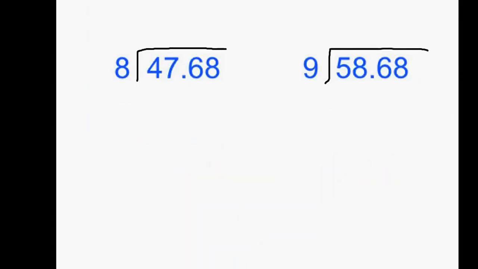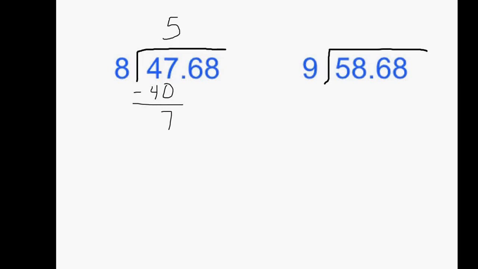Alright, here we just have a couple problems that we can solve. Keep in mind in your estimation, again, that's always important with placing decimals. We know that on this first problem, 8 times 6 is 48. So our answer is going to be really close to 6. I know that 8 will go into 47 5 times, which is 40. Remember, when you subtract, you always check and make sure that number is smaller than your divisor, which 7 is.